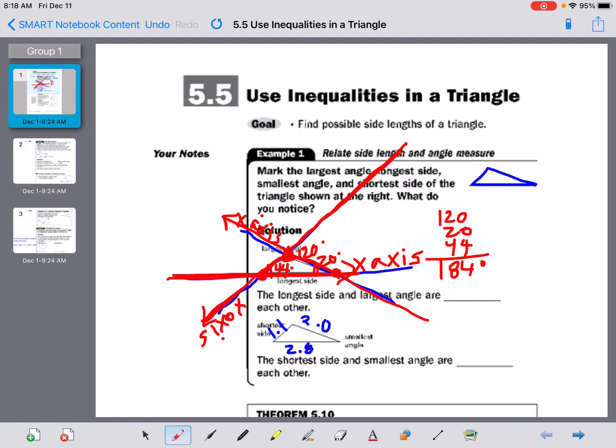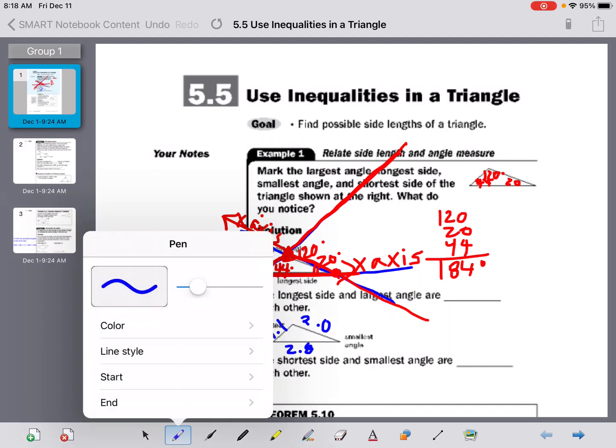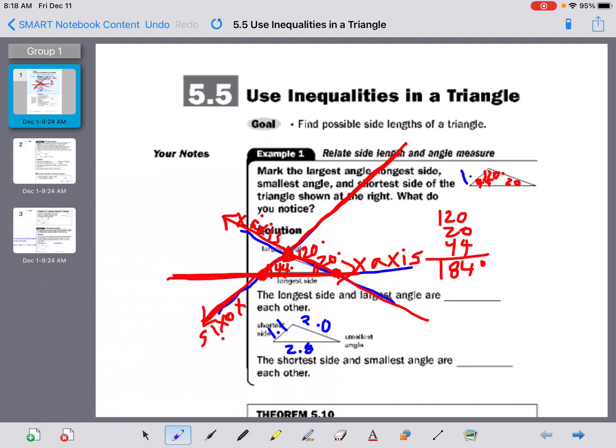Okay, so practice with that geometer, hopefully. If not, you can try it some other time. But let me kind of state what we have right now. So right now I have this 120 angle. I have a 20 degree down here and about a 44 over here. Okay, and then if I go with my side lengths, I have about 1.1 here, 2.0 here, and 2.8 here.